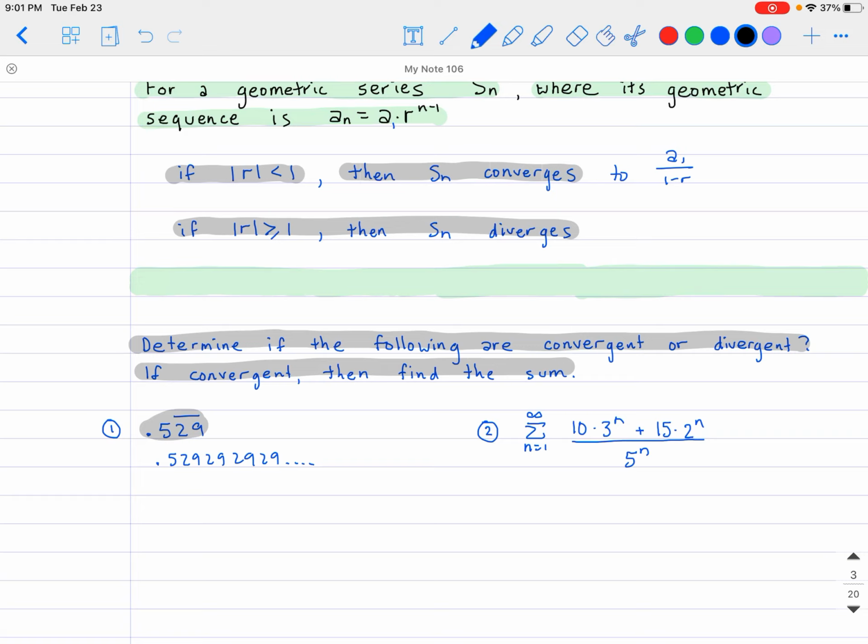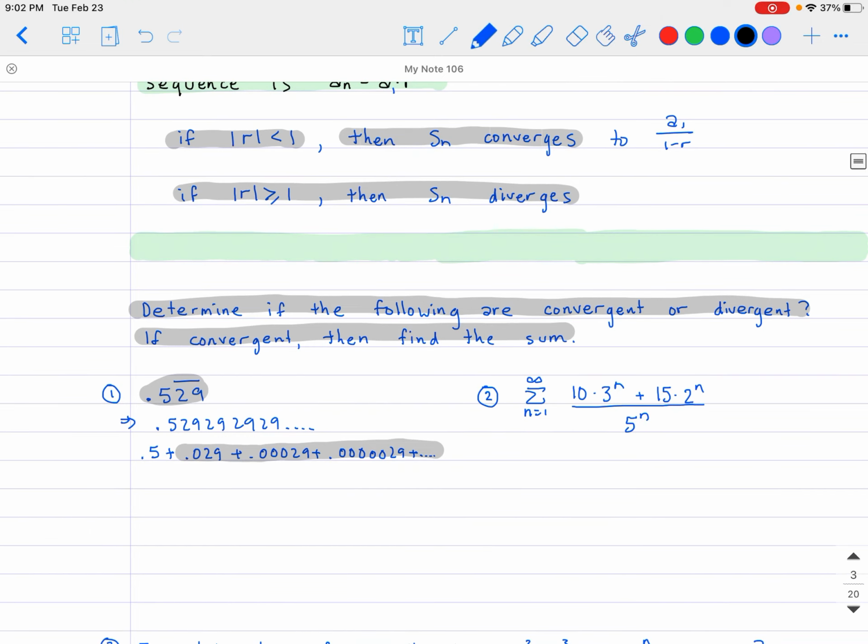Now, we wrote out what this is equal to if we expand it. But more importantly, what we have right here is actually a geometric series. If I were to write it this way, you'll probably be able to see that. 0.5 plus 0.029 plus 0.00029 plus 0.0000029 and so on and so on. So if you disregard the 0.5 right now and look at the second part and on, you can see that that's your geometric series.